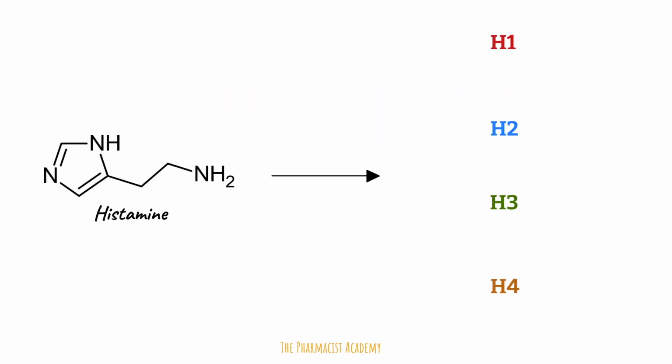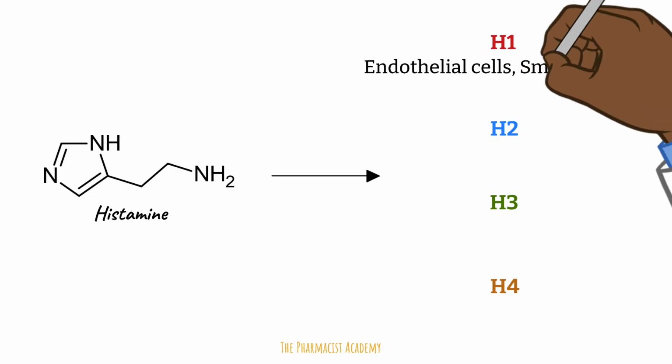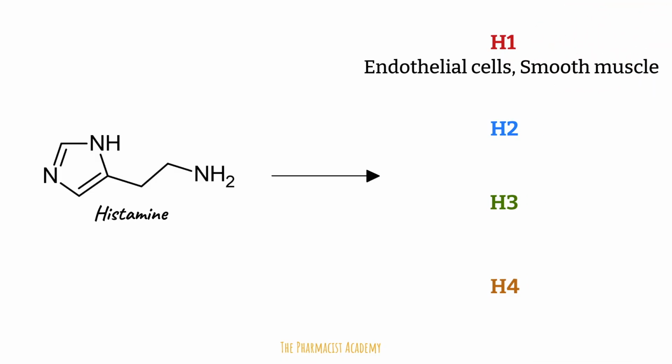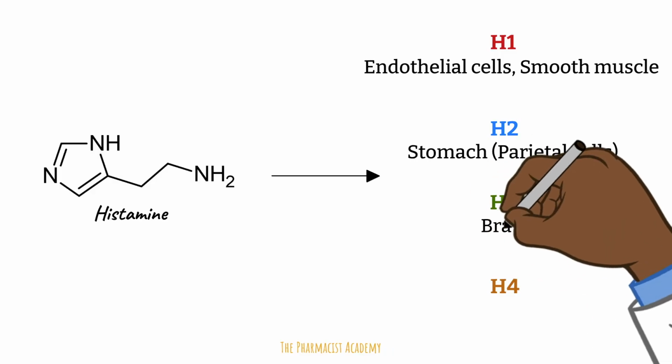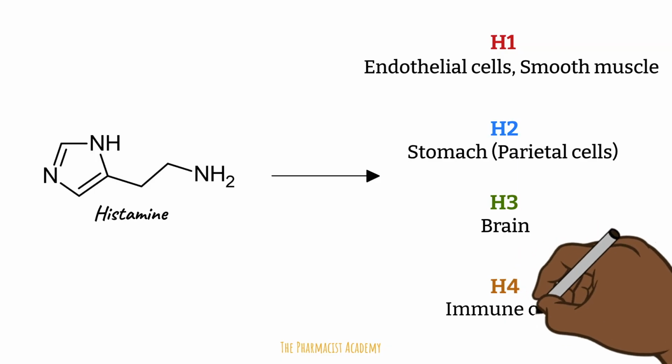There are 4 different histamine receptors, and depending on which one the histamine binds to, we will get a different response. We will identify these receptors as H1, H2, H3, and H4. H1 receptors are found in the endothelial cells, smooth muscles, and the brain. H2 is found in the stomach and parietal cells. H3 is found in the brain. And lastly, H4 is found on immune cells.